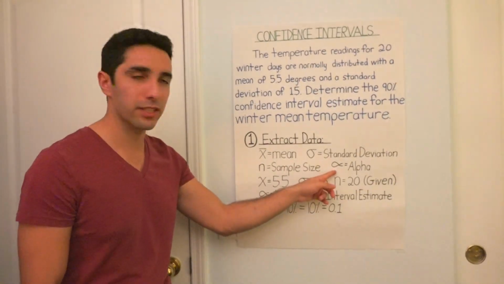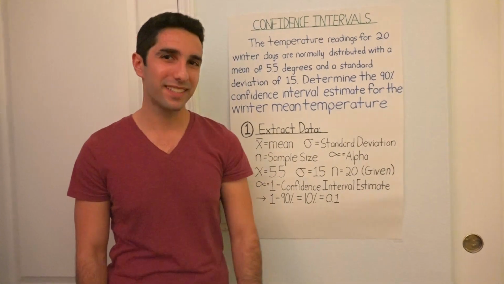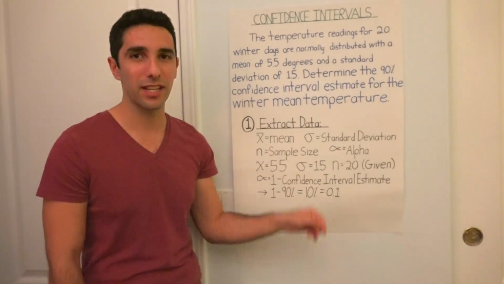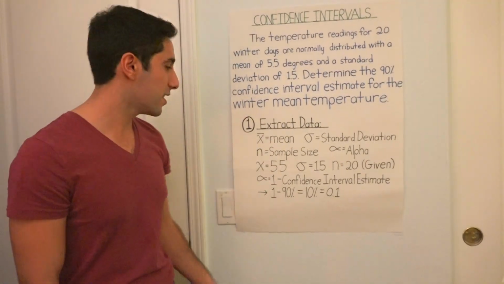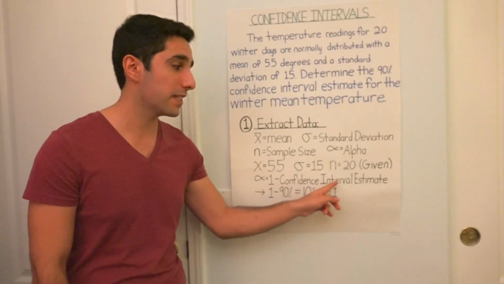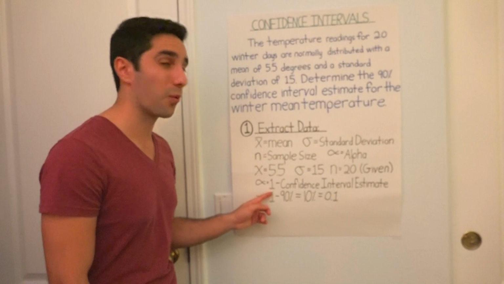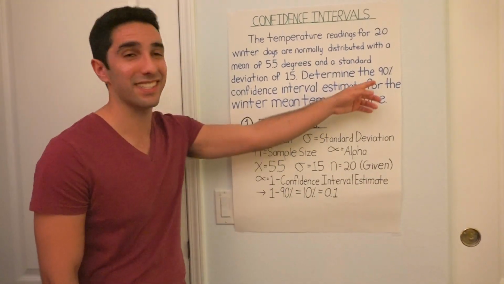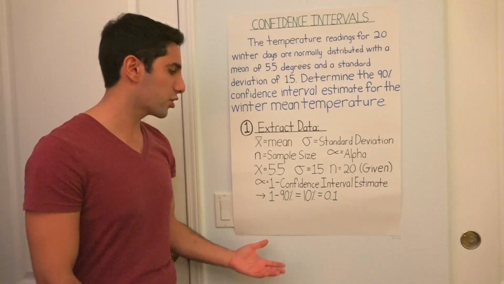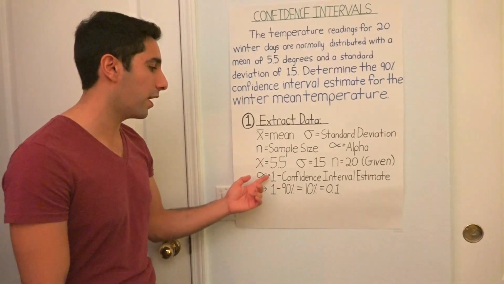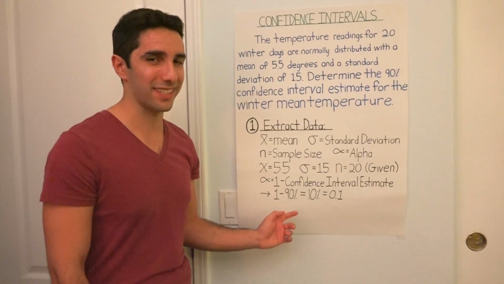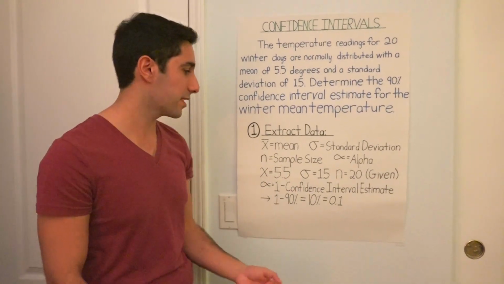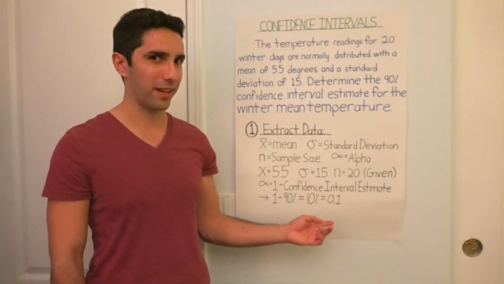Also, this little logo is alpha. Now, alpha is a little more complicated than these ones. In order to get alpha, you subtract the confidence interval estimate from 1. So the confidence interval estimate in this is 90%. So what do you do? 1 minus 90%, which equals 10%, which in number terms equals 0.1.